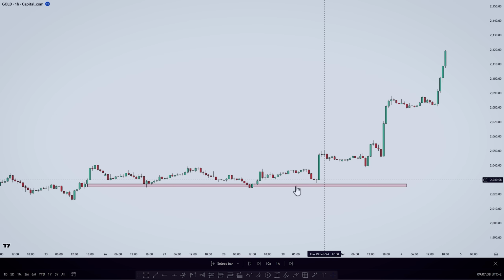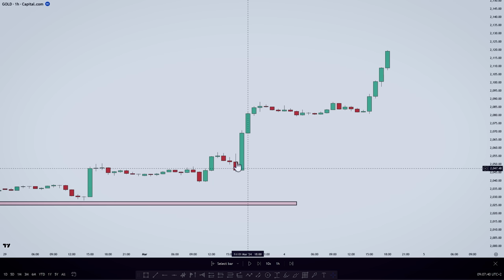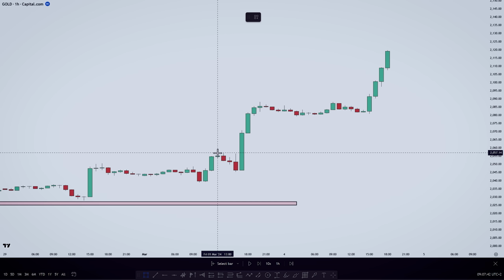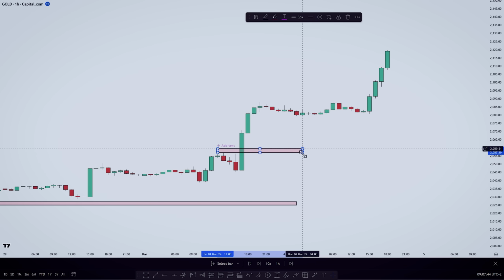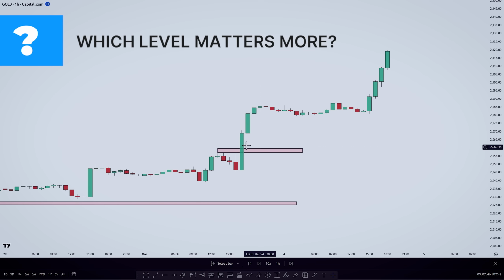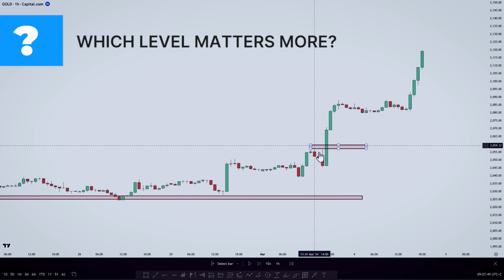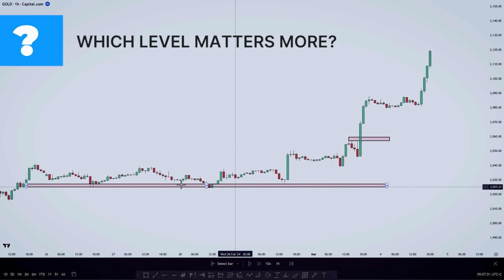Now picture price spiking through a level and leaving instantly. Almost no one traded there. No memory. Which level matters more? The 3-week zone. The longer price stays somewhere, the harder it is to break later.